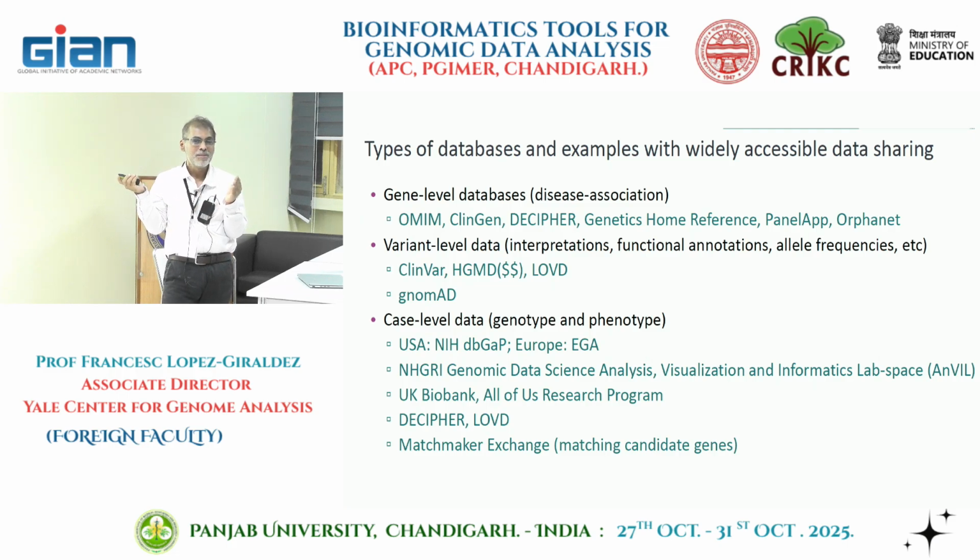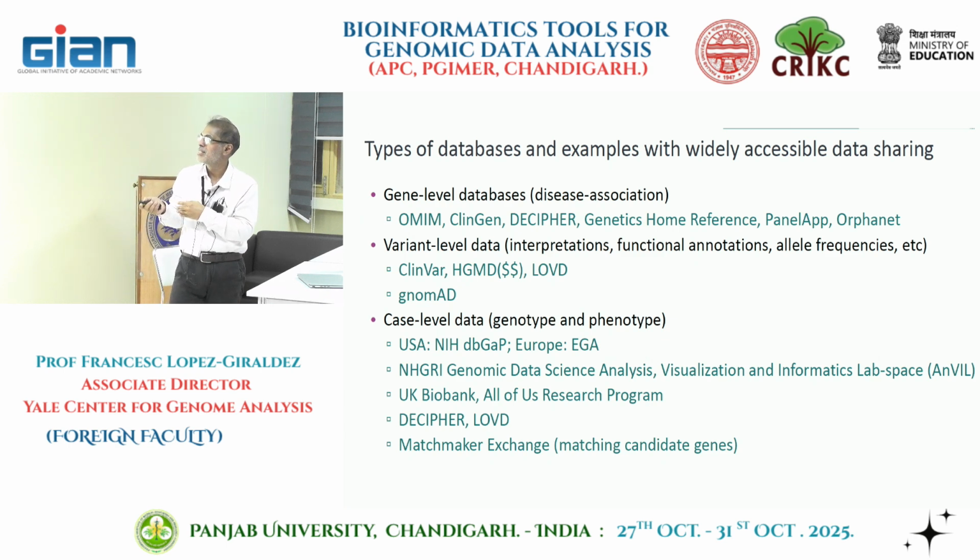So these are portals where you have different variations which have been reported by submitters for different genes. And then there are case level databases where both genotype and phenotypes are shared. And again, there's something known as Matchmaker Exchange. For example, if you have a variant in one particular gene, you upload it and you ask people, it's like a matrimonial site or something like that. So that's why it's called Matchmaker. Someone else has found that particular variant in the same clinical phenotype or a different phenotype.